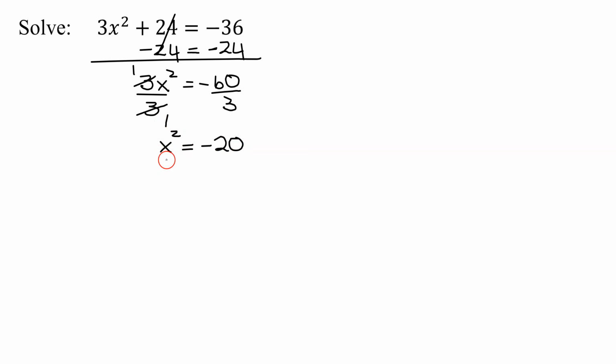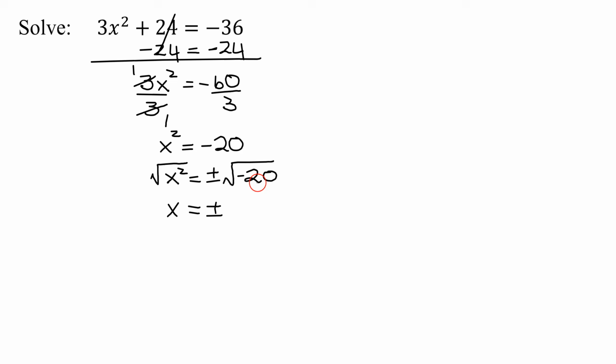Now I've isolated the x squared term. All I have to do is take the square roots of both sides. So I get the square root of x squared equals plus or minus, don't forget your plus or minus, the square root of negative 20. Well, what is the square root of x squared? They undo each other, so I get x equals plus or minus.